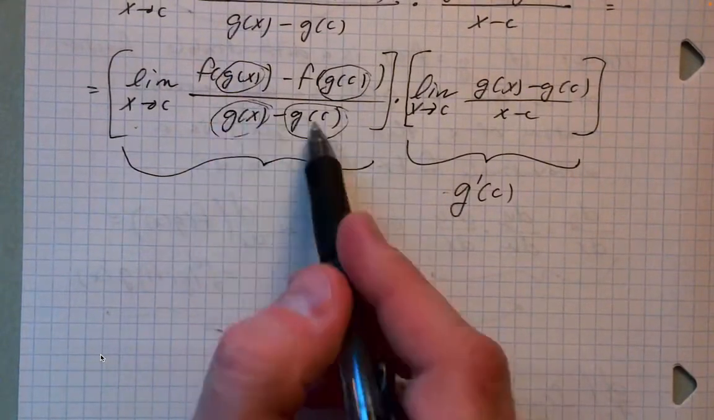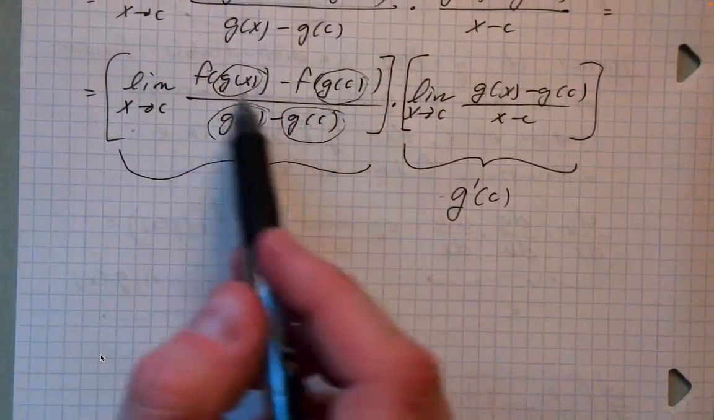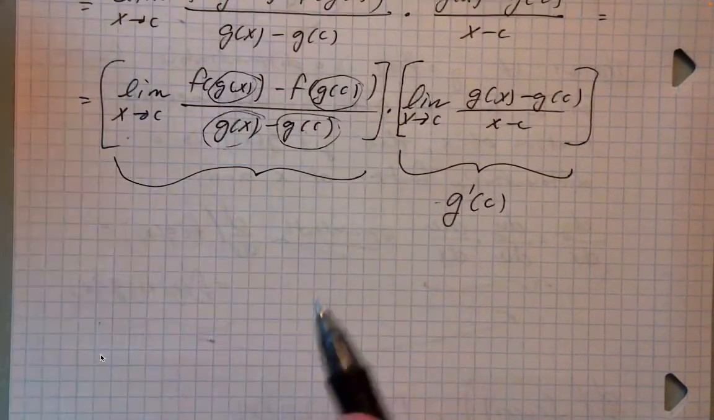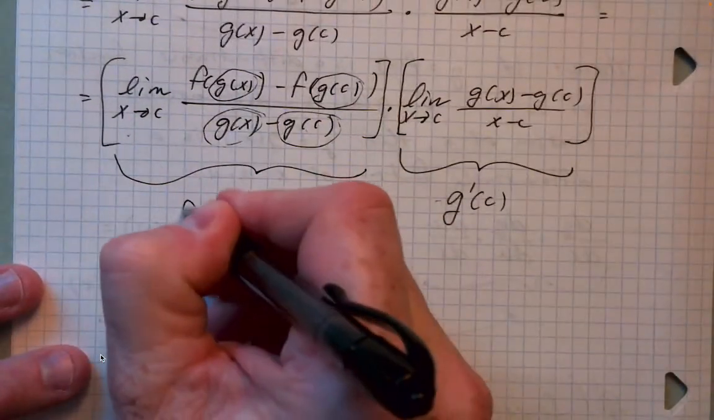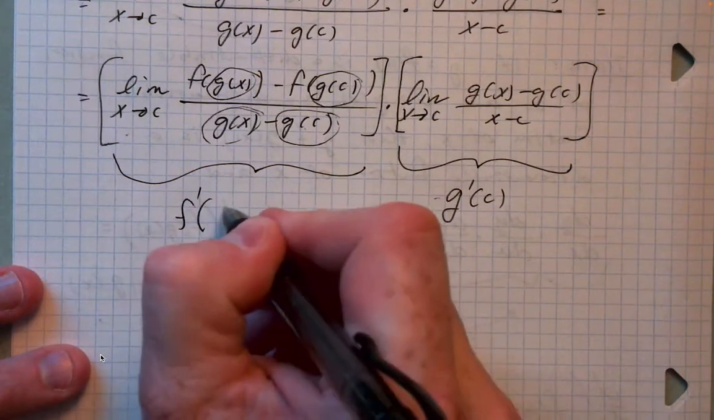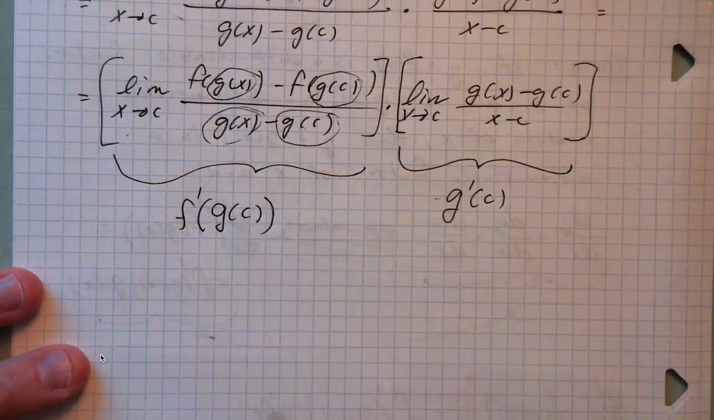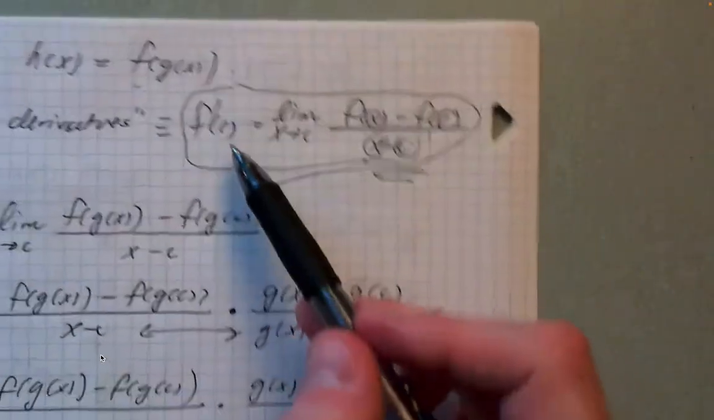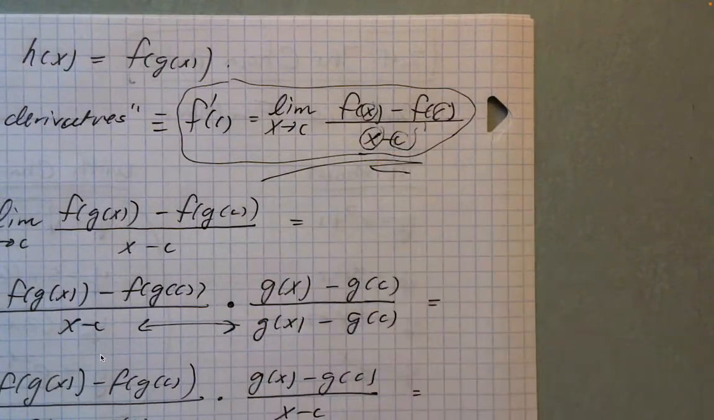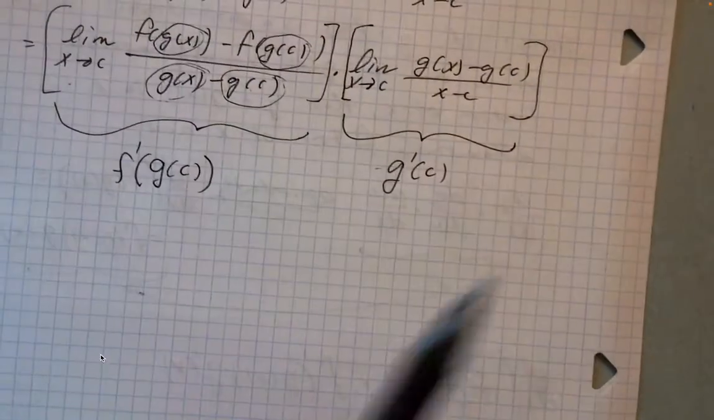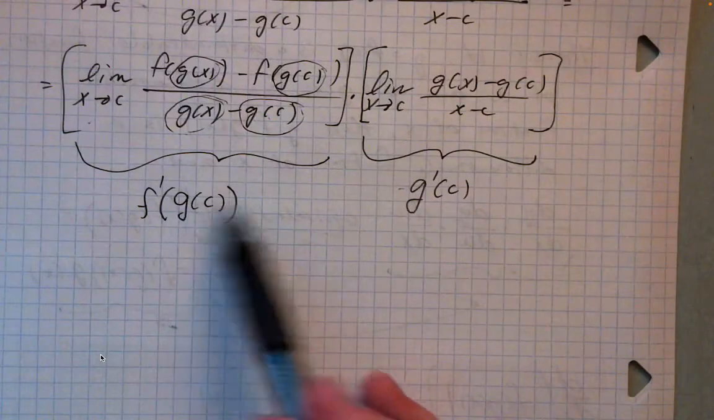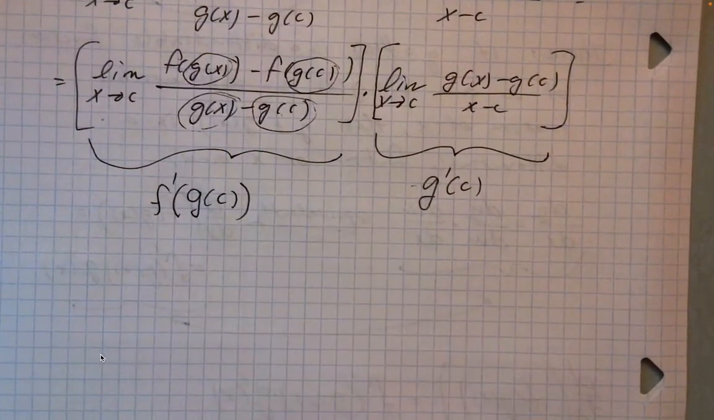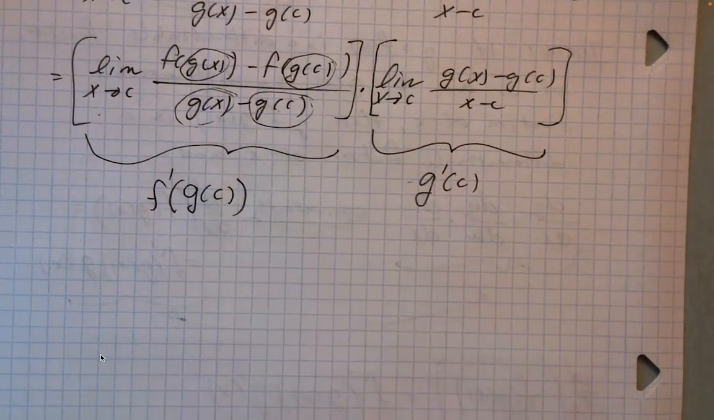We've got the arguments. You're dividing f evaluated at the two arguments by the two arguments, right? So this here is basically f prime of g of c, isn't it? Hopefully you can see that. If you look back here, if this is f prime of c, then this is f prime of g of c. Just take that same structure and plug in g of x and g of c respectively.